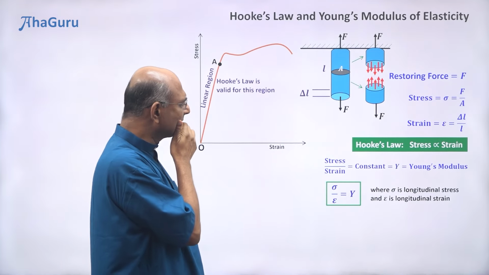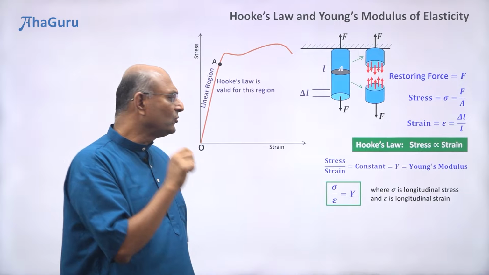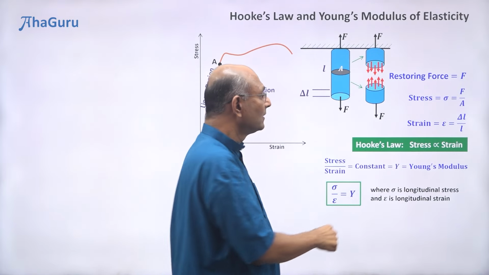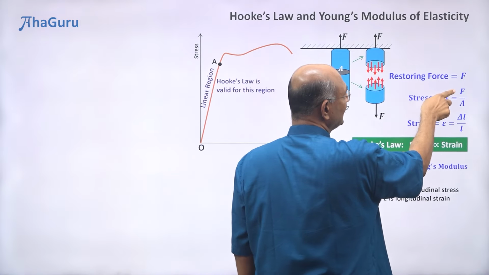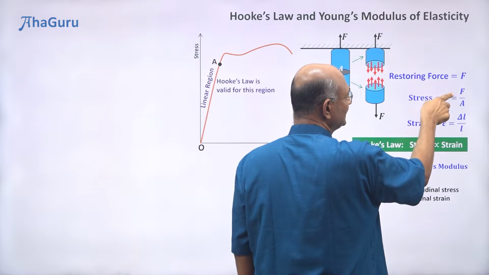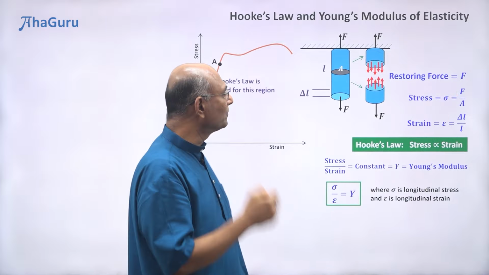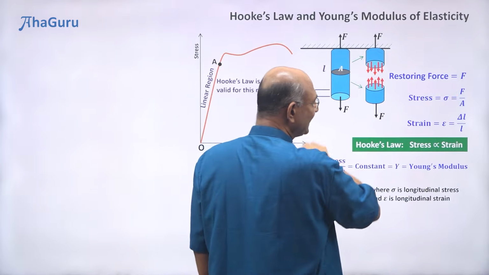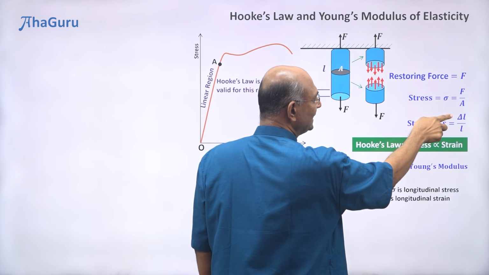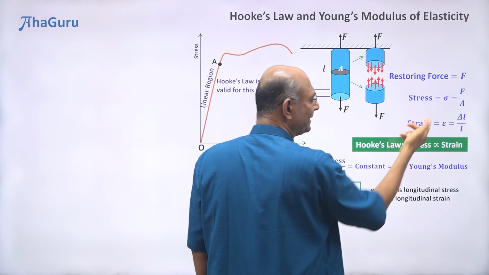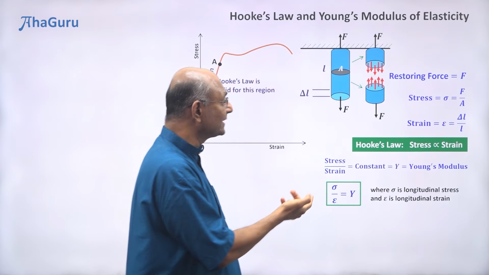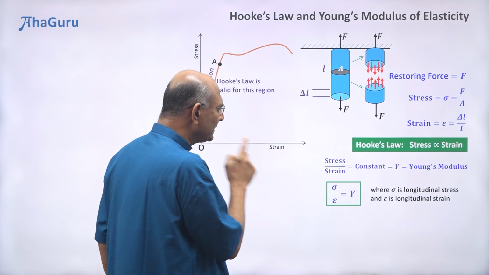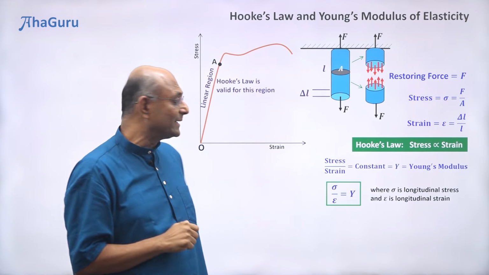Now the next question that comes up is, we know the unit for stress, right? The SI unit for stress is force by area, so newtons per meter square. That we know. We know the units for strain. Well, what are the units? It is delta L by L, which is meters by meters, which is actually dimensionless, right? So what will be the units for Young's modulus?